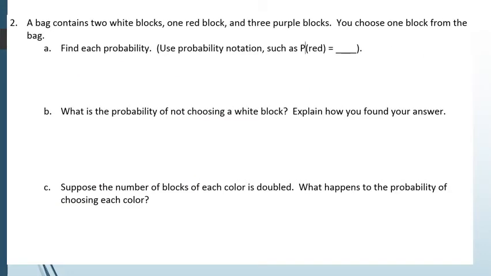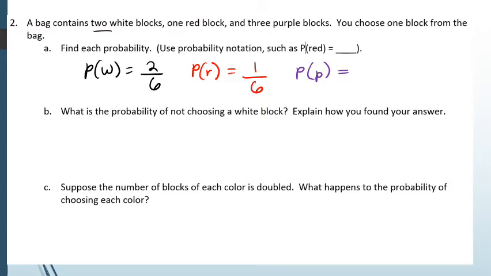A bag contains 2 white blocks, 1 red block, and 3 purple blocks. You choose 1 block from the bag. Find each probability. The probability of getting white. There are 2 white blocks, so 2 out of the number total. So 2 plus 1 plus 3, that's 6 blocks. The probability of getting red, P(R), is 1 red block out of 6 total blocks. And the probability of getting purple would be 3 purple blocks out of 6 blocks total.